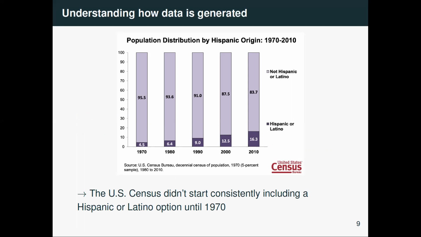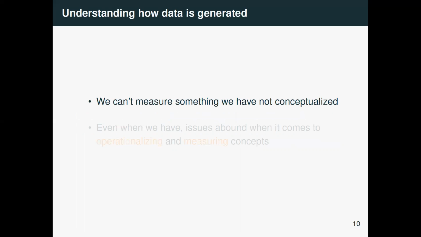So the point of this example is to highlight the fact that we can't measure something that we have not conceptualized. This is the first part in understanding the data generating process. That is, in order for data to exist, some person had to decide that it was necessary or valuable to start recording something, right? So in 1970, someone at the Census Bureau decided that it was important to keep track of the number of people with Hispanic or Latino backgrounds who are living in the US.